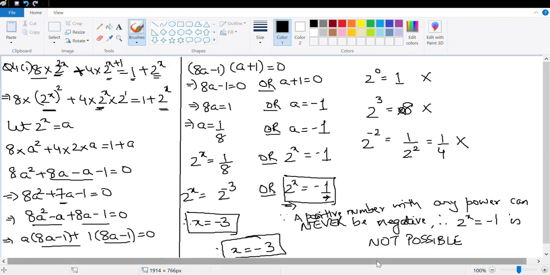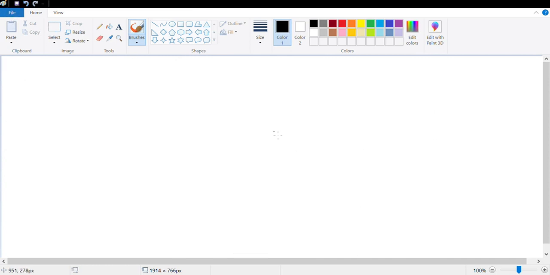You can put a small star on this question because it requires many concepts. First it needs you to solve indices, then it needs you to understand quadratics, and then it needs you to understand another concept, which is that a positive number raised to any power can never be negative. So let's move on and solve the next question. Which one should we solve? Question 4 part 3. So I'm on question 4 part 3.